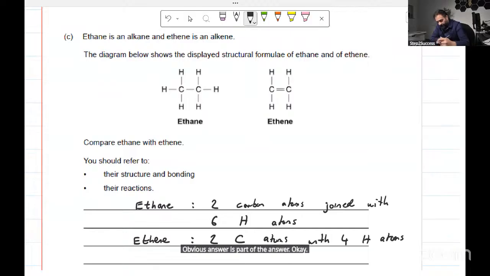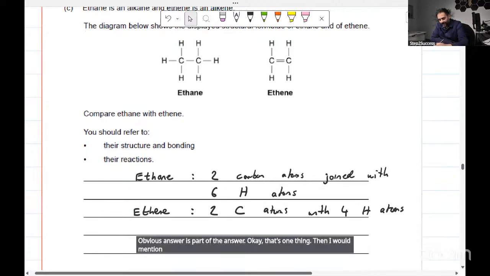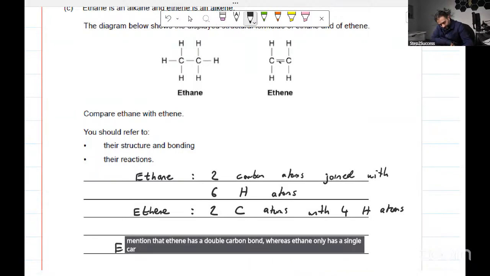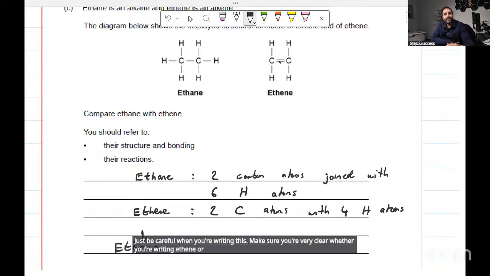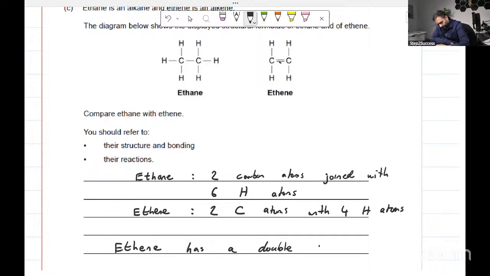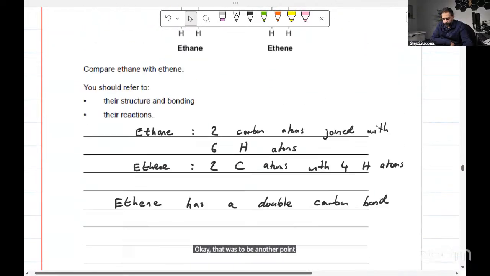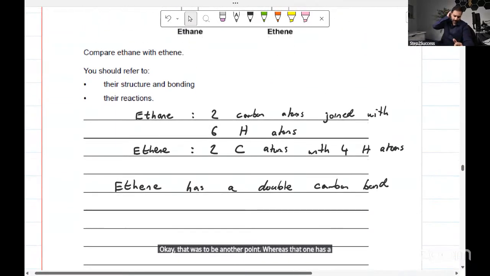Okay, that's one thing. Then I would mention that ethene has a double carbon bond, whereas ethane only has a single carbon bond. Just be careful when you're writing this. Make sure you're very clear whether you're writing ethene or ethane. It's very easy to mess that up. That was another point, and to say the opposite as well.